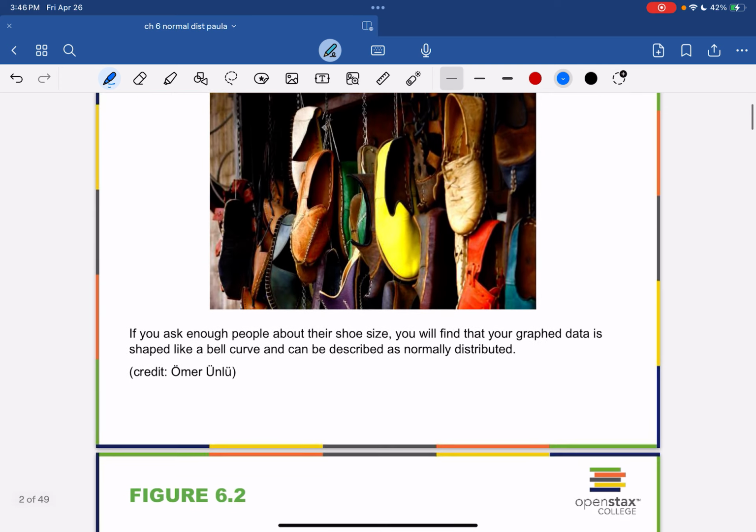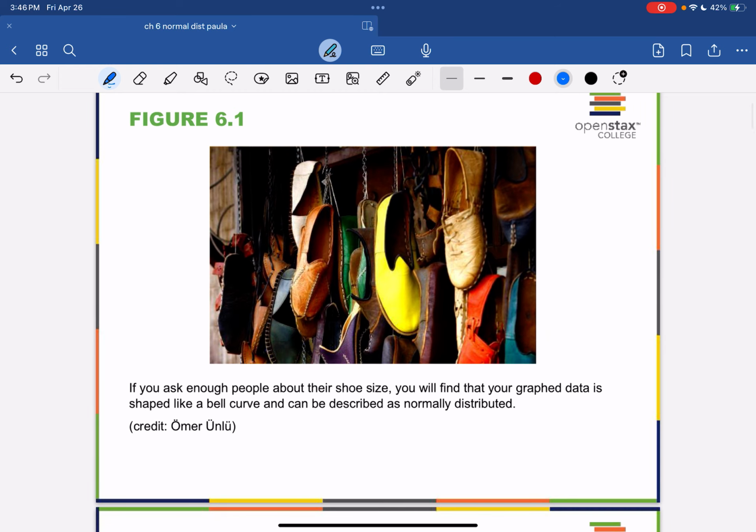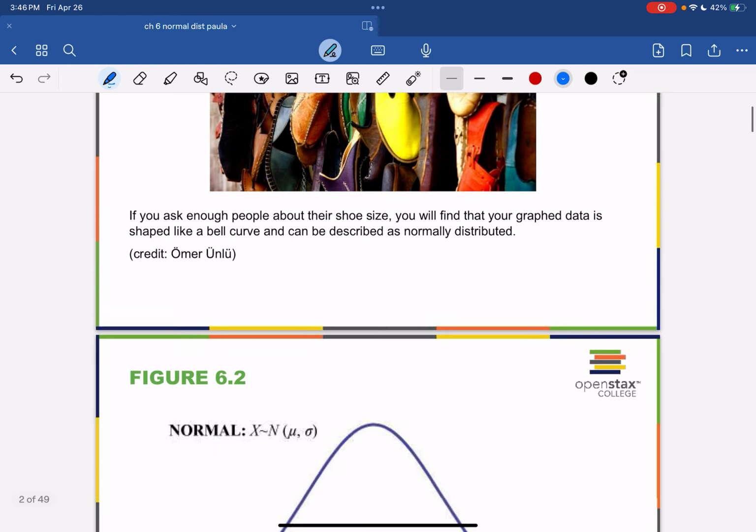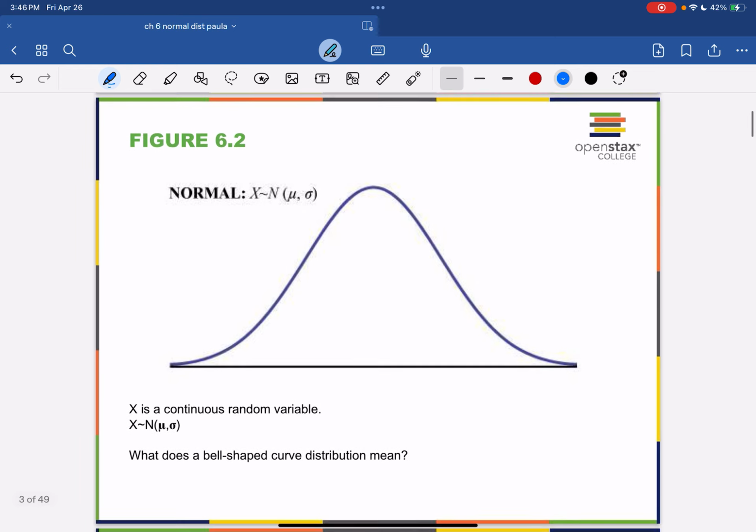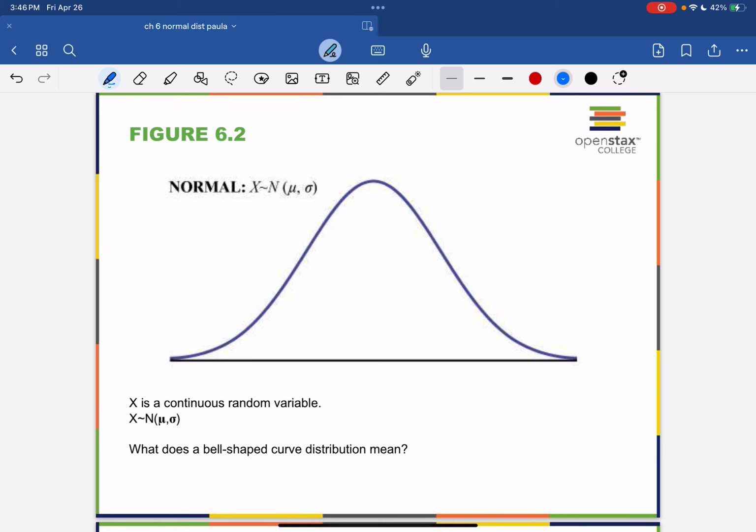So the second slide shows that shoe size is normally distributed. And what does that mean? Well, a normal distribution is also known as a bell-shaped distribution. X is a continuous random variable, so that means we could have decimals in there as well as whole numbers. I guess I could see how shoe sizes have decimals.